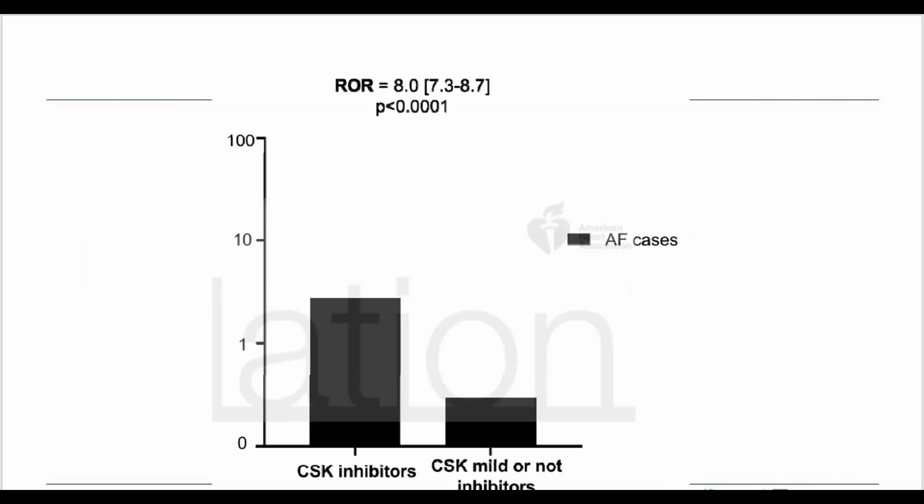So this is the graph that they came up with. They noted that the kinase inhibitors that have a CSK inhibition, or are considered to be CSK inhibitors, were more likely to report atrial fibrillation compared to those which had mild or no inhibiting effect on CSK. So that just adds another point to what we just discussed earlier.